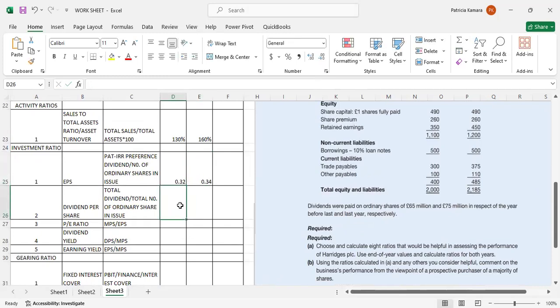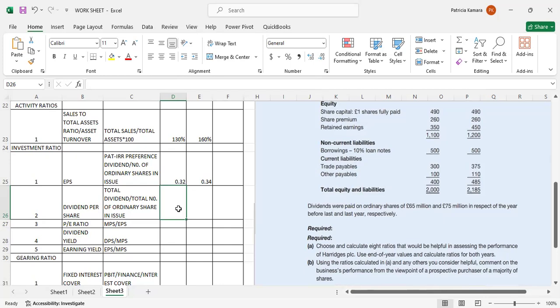So 0.34 means that for each share that you own in the company, this is how much you are going to earn per share as a shareholder. That's what it's telling you. As a potential investor, you are actually interested in this figure. The higher the better. At least it tells you that there are bigger prospects, or a possibility that you earn more as a result of your investment.